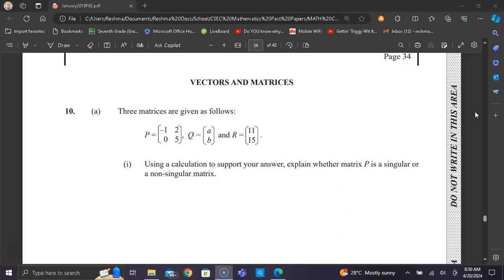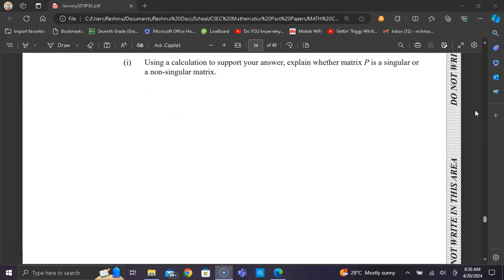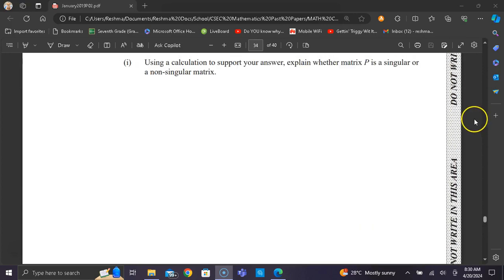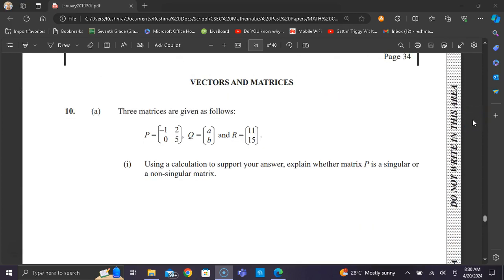Three matrices are given as follows. P is equal to -1, 2, 0, 5. Q is equal to AB, and R is equal to 11, 15. So part 1, using a calculation to support your answer, explain whether matrix P is a singular or a non-singular matrix. And this is worth 2 marks. So not sure why CSEC gave so much space for this, because it doesn't require much.